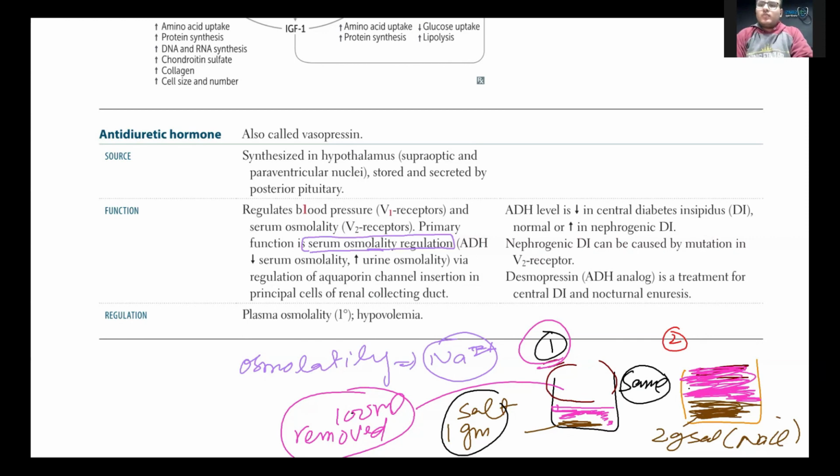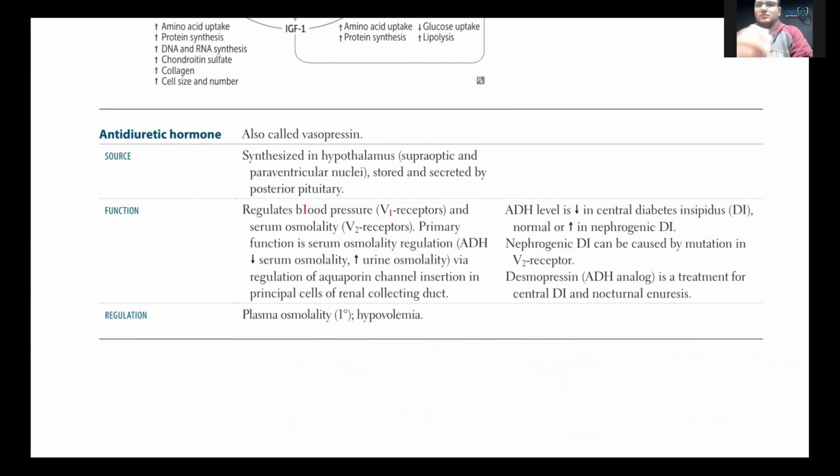Now I will remove 120 ml from this one. Then osmolality will be greater in this. So all I want to make clear is that osmolality is determined by solute, and solute is most likely sodium ions. So whether there is increased concentration of solute or decreased concentration of water, if we decrease the water, it increases osmolality. So you should know this.